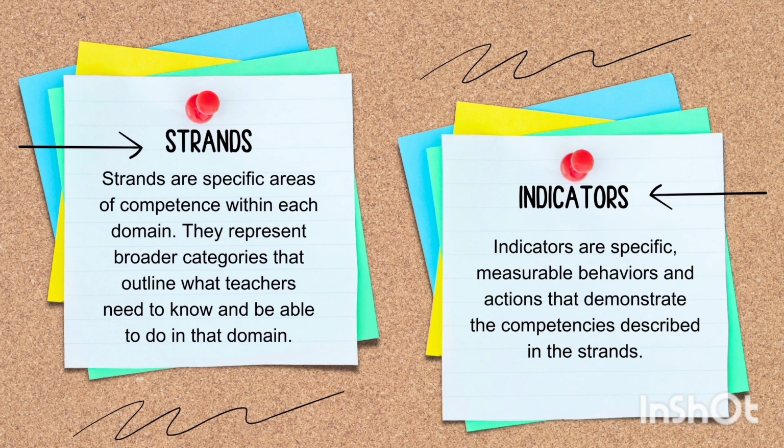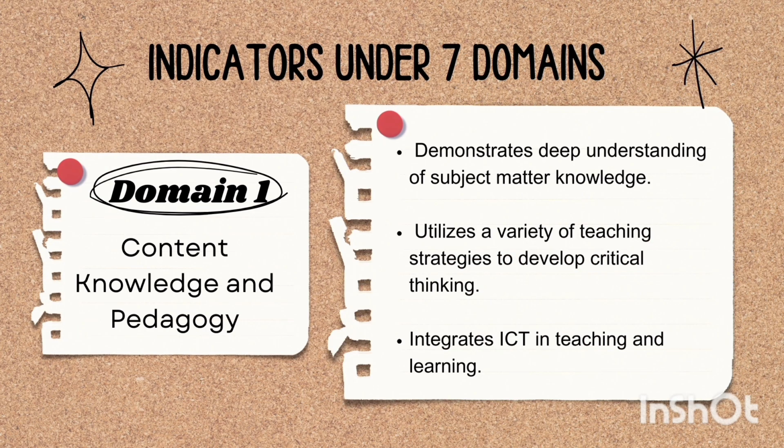Next is indicators, but before that, let us know first what is the difference between strands and indicators. So strands are specific areas of competence within each domain. They represent broader categories that outline what teachers need to know and be able to do in that domain, while indicators are specific, measurable behaviors and actions that demonstrate the competencies described in the strands. So let's proceed to the indicators under 7 domains. So domain 1, content knowledge and pedagogy. So demonstrate deep understanding of subject matter knowledge, utilizes a variety of teaching strategies to develop critical thinking, and integrates ICT in teaching and learning.